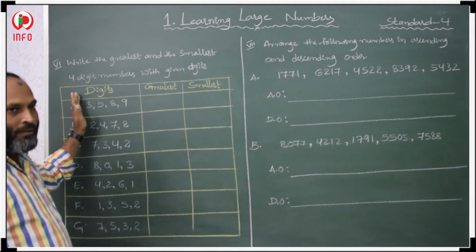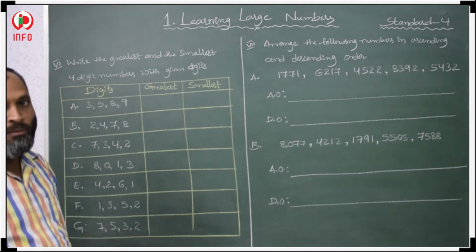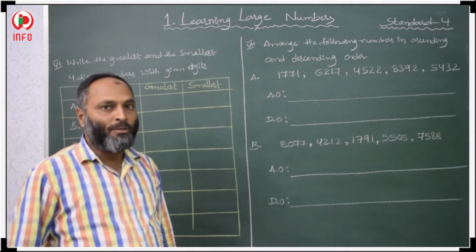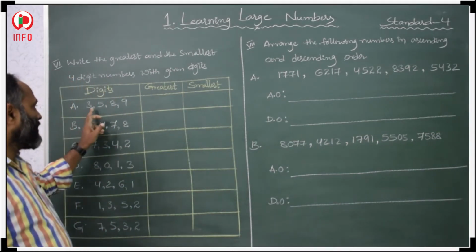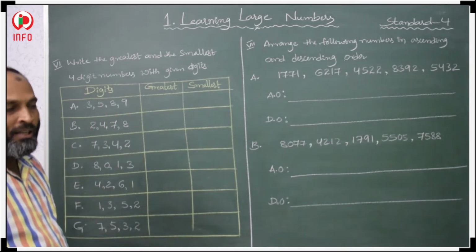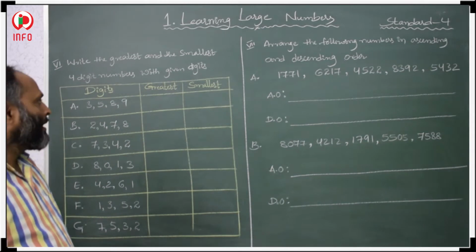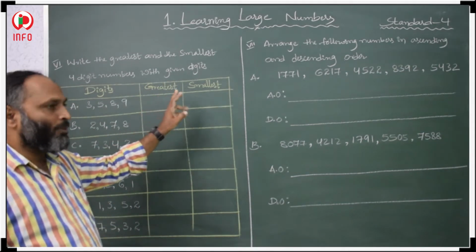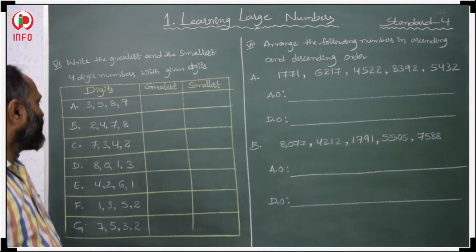Using the digits we have, we prepare the greatest 4-digit number and the smallest 4-digit number. How many digits are given here? 1, 2, 3, 4. 4 digits are given. By using those numerals, we have to prepare a greatest and smallest number. Then see how to make.